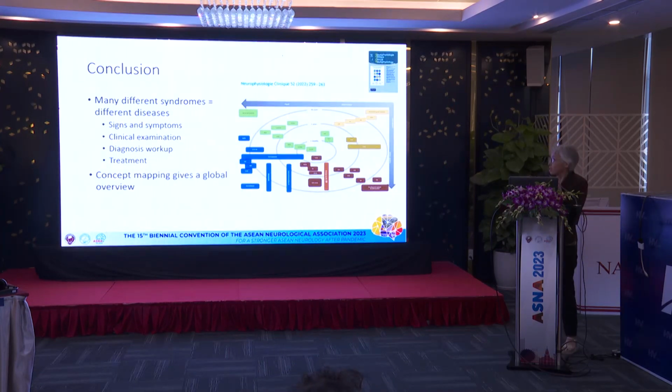So in conclusion, it's complex because it's complex. Try to make it a little bit more simple, but it's not so easy. You have many different syndromes because they are different diseases. You have different signs and symptoms, different clinical examination, different diagnostic workup, different treatment. So epilepsies are a group of diseases, and you have to know the one you have to treat before giving new or old drugs that work the same. And you need to have this global overview.